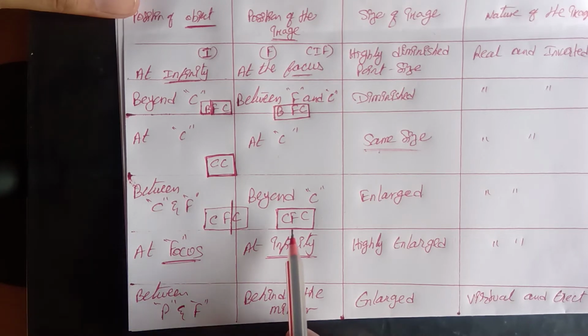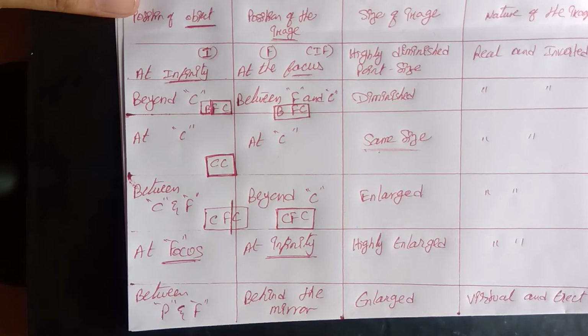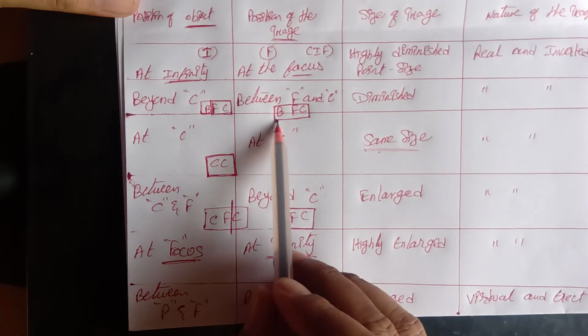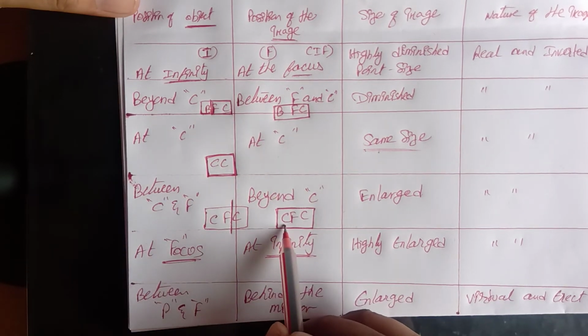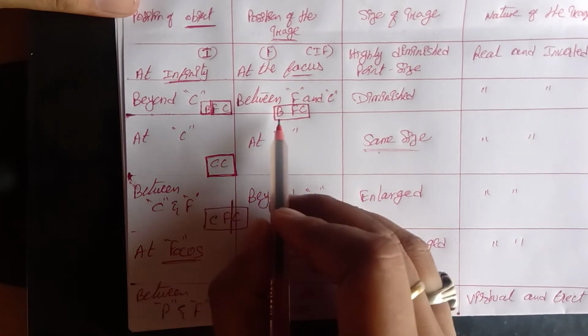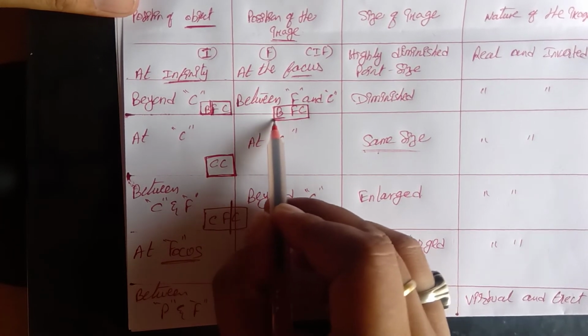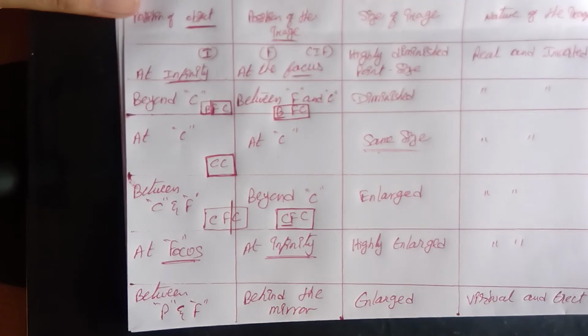So CFC, BFC, CFC. Please don't forget it's BFC and then CFC. First we have the letter B, then we have the letter C. So for two it is BFC, and this is only one. So if there is only one beyond, remember, don't forget. Between F and C.